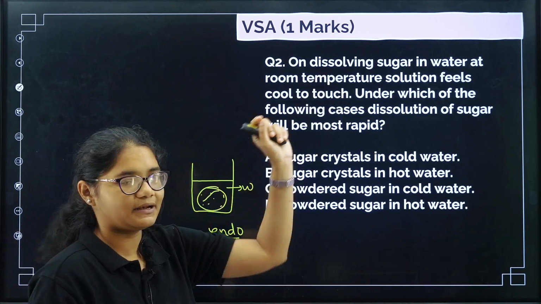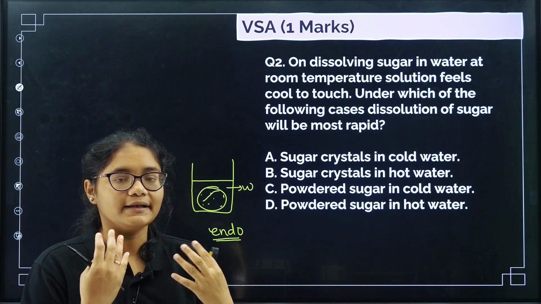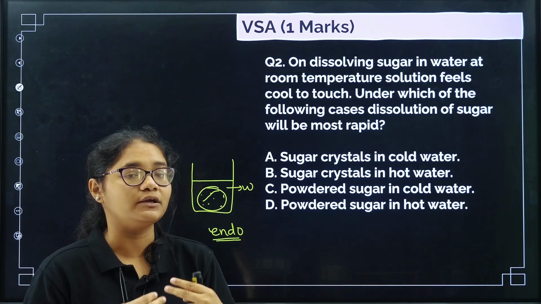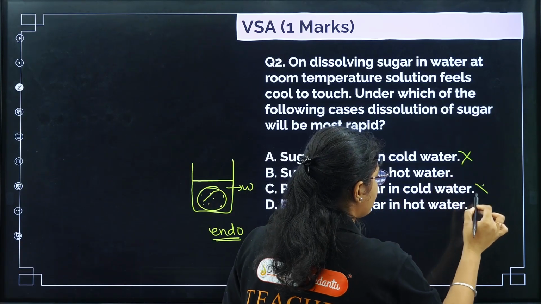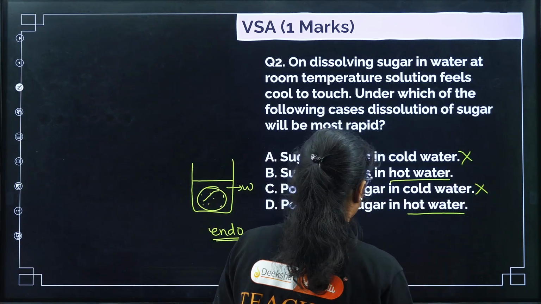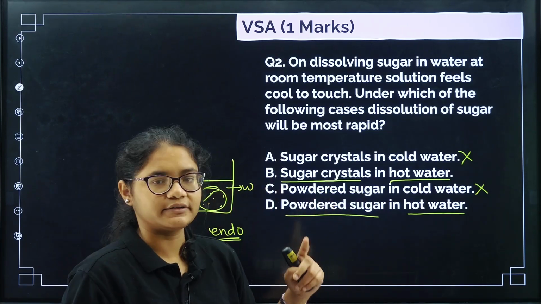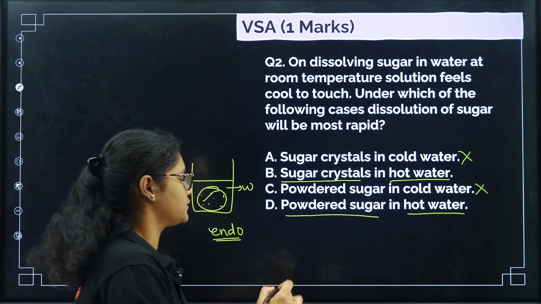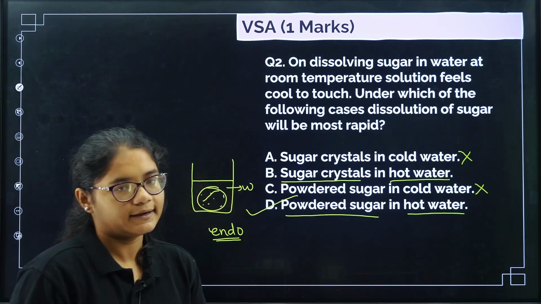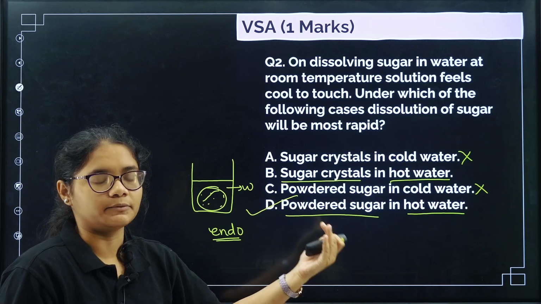So this statement indicates that dissolution of sugar is an endothermic process, and an endothermic process increases if you increase the temperature, right? So that is why we can eliminate the cold water options. Hot water, hot water. Now sugar crystals, powdered sugar. So definitely sugar crystals will take more time to get dissolved as compared to the powdered sugar. So the correct answer will be option number D here. Okay, why? Because the surface area of the powdered sugar will be more.